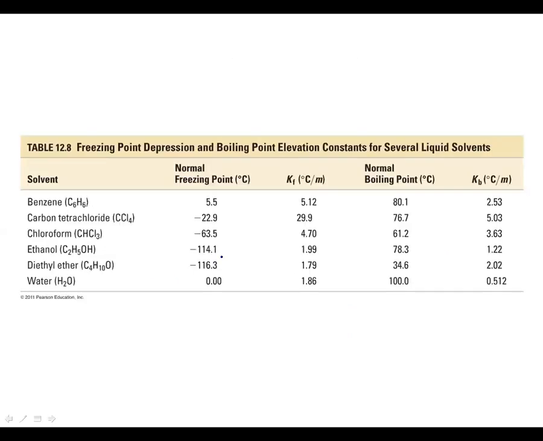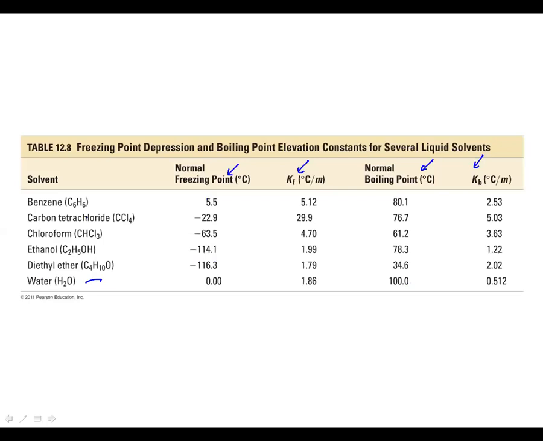Here's a table, again, not from your book, but you have a similar table. The important part when you go to this table is that we have Kf and Kb, the normal boiling and freezing points for different substances. Here for water, we see the freezing point constant is 1.86, and the boiling point constant is 0.512.